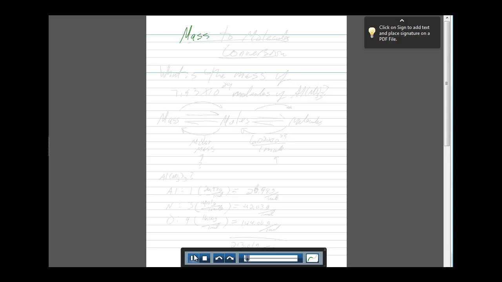This problem is going to be an example of a mass to molecules problem, and it will read: what is the mass of 7.93 times 10 to the 29th molecules of aluminum nitrate?